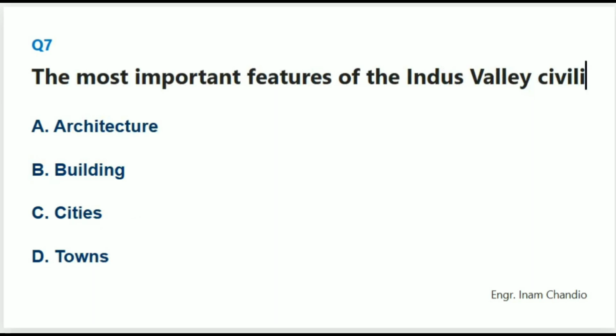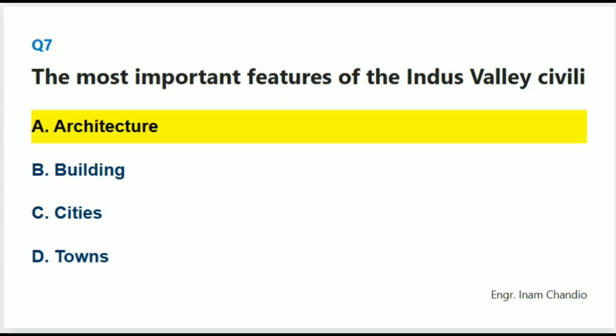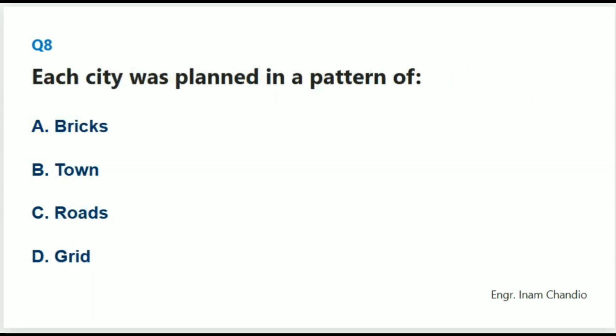The most important features of the Indus Valley civilization are town planning and. The correct answer is A. Architecture. Each city was planned in a pattern of. The correct answer is D. Grid.